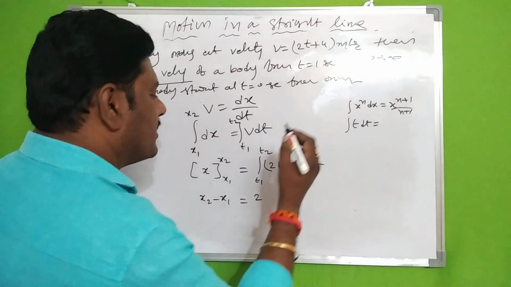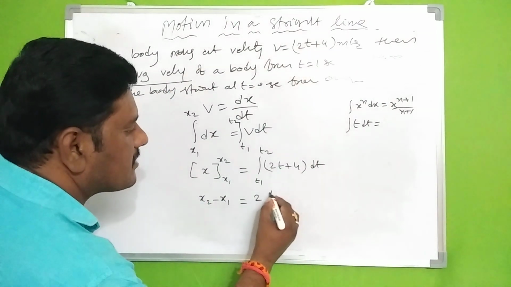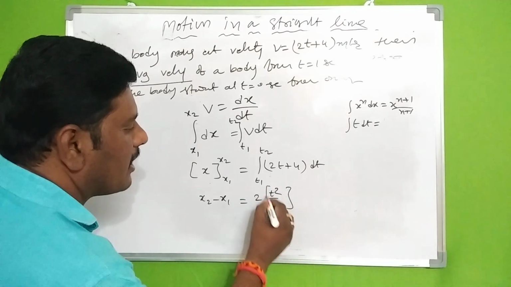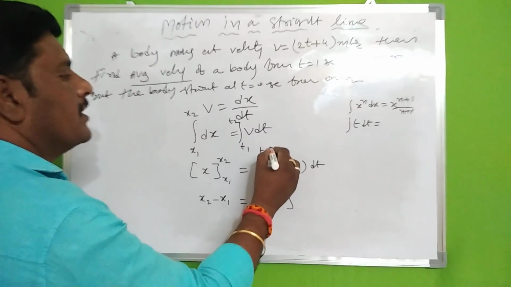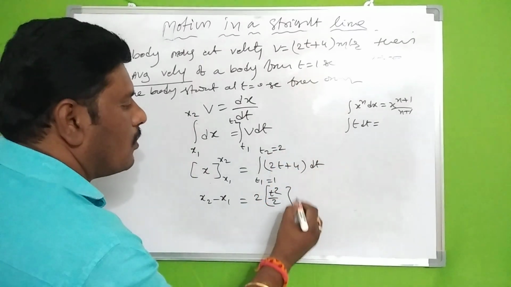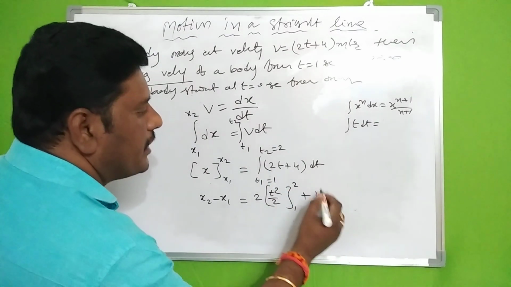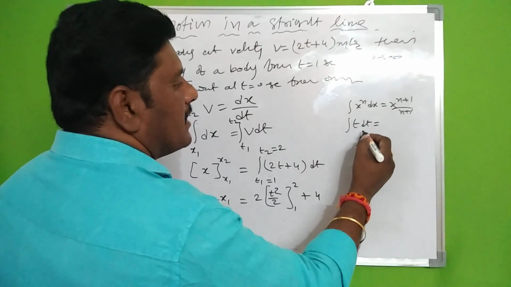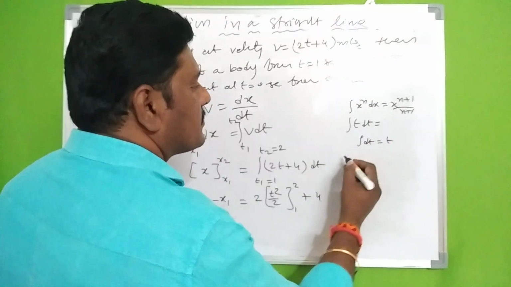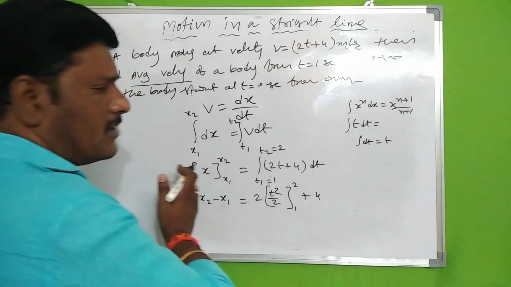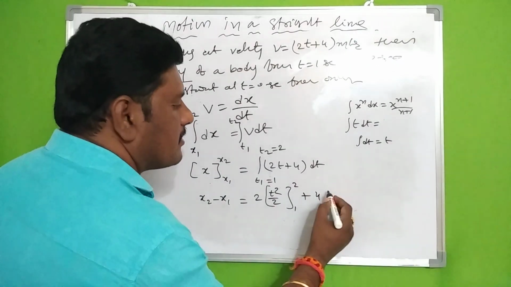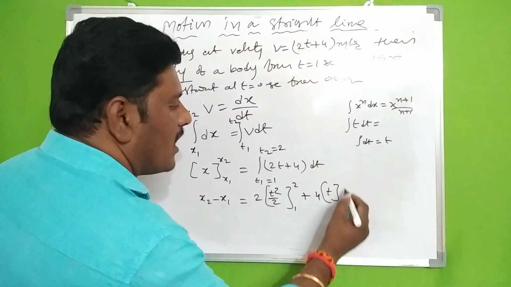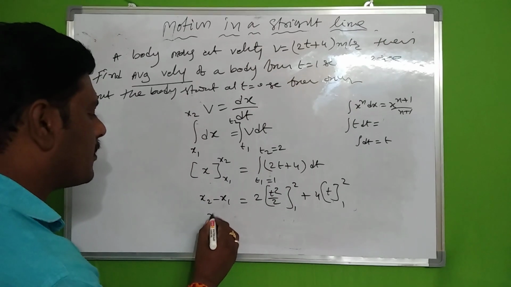So we can apply the formula t square by 2 with upper and lower limits. T is nothing but, according to the statement given, 1. T2 is nothing but 2 seconds. So integration from 1 to 2 of 4 dt: 4 is a constant, so it comes outside. Integration of dt is nothing but t, with limits 1 to 2.